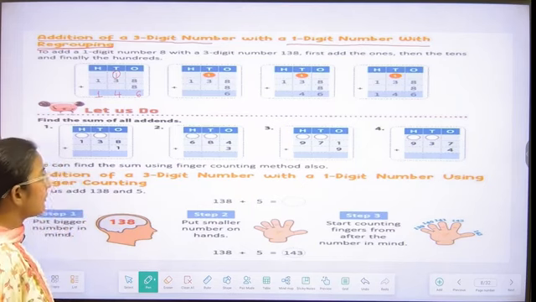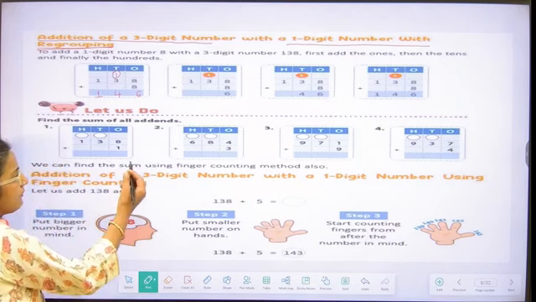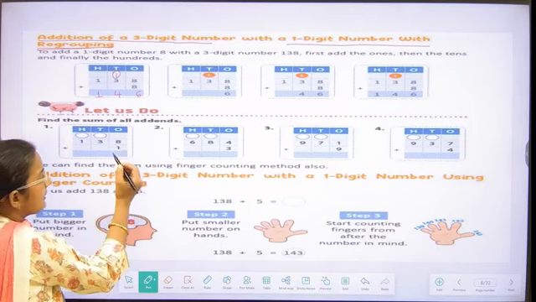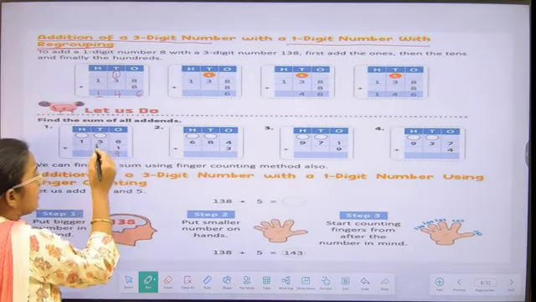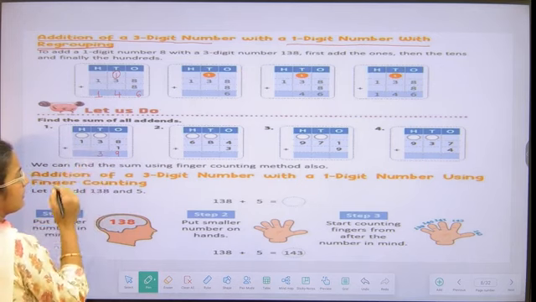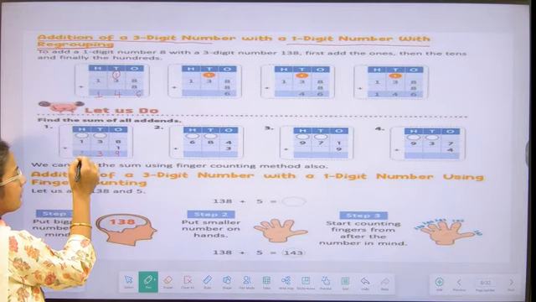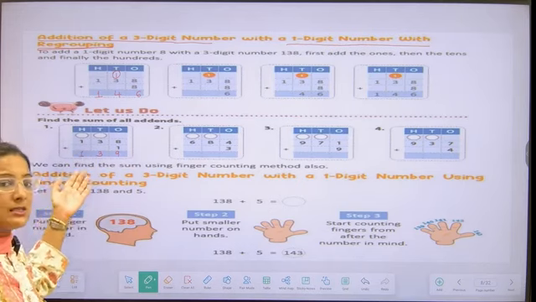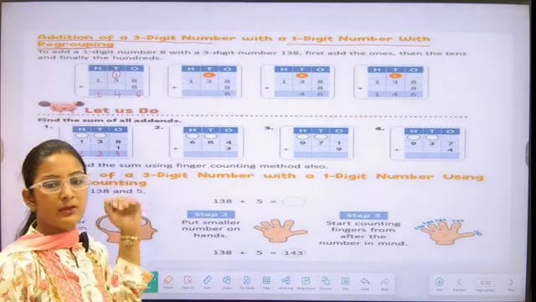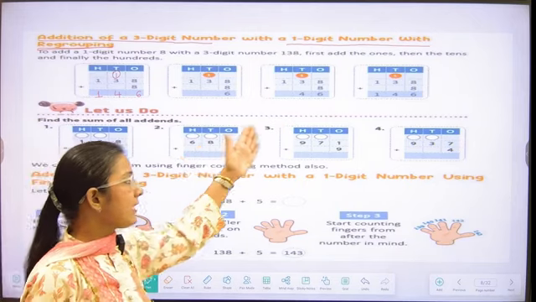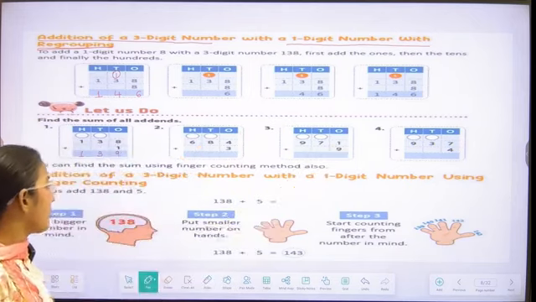Let's do the first one with me. So in the first one, what we have to add? 138 with 1. So 8 and 1 will make a 9. Now 3 and no carryover is here. So we have to write 3 for this. And no carryover for this, we have to write 1 for this. So we can say that our sum is 139, student. Similarly, student, you can do the second, third and fourth one also.